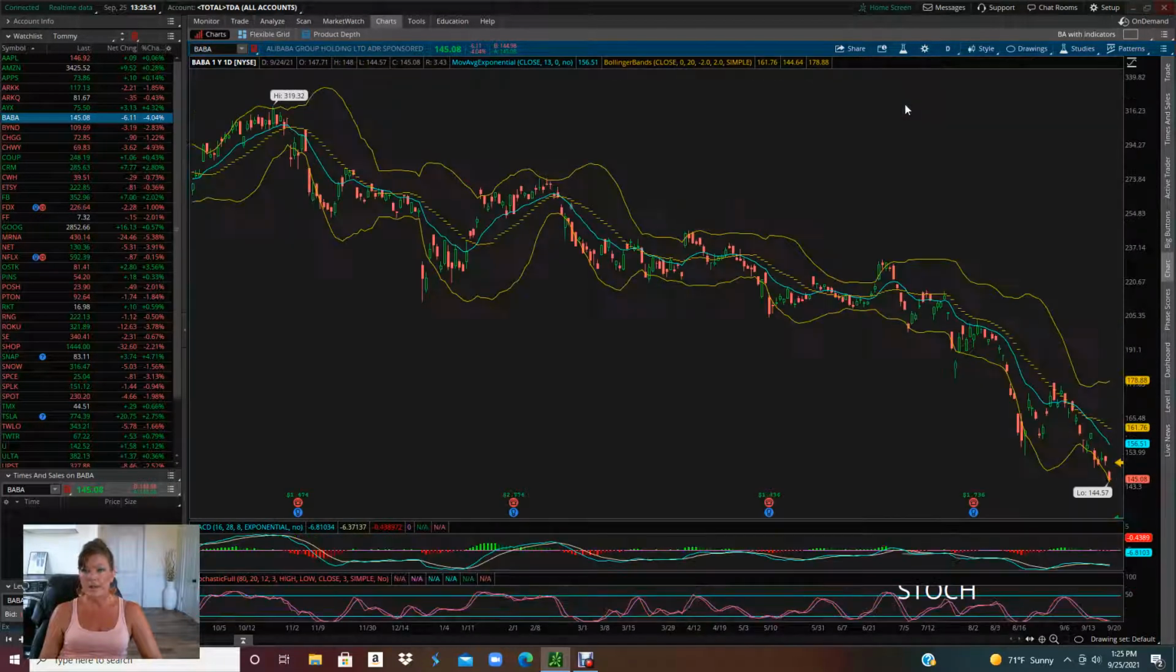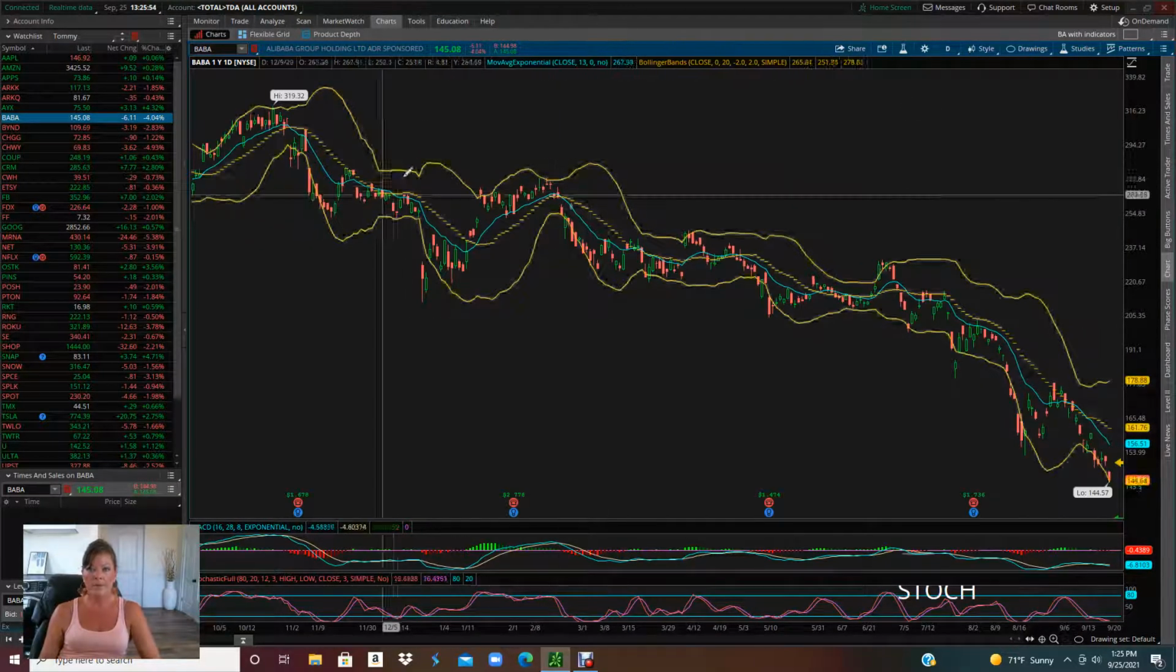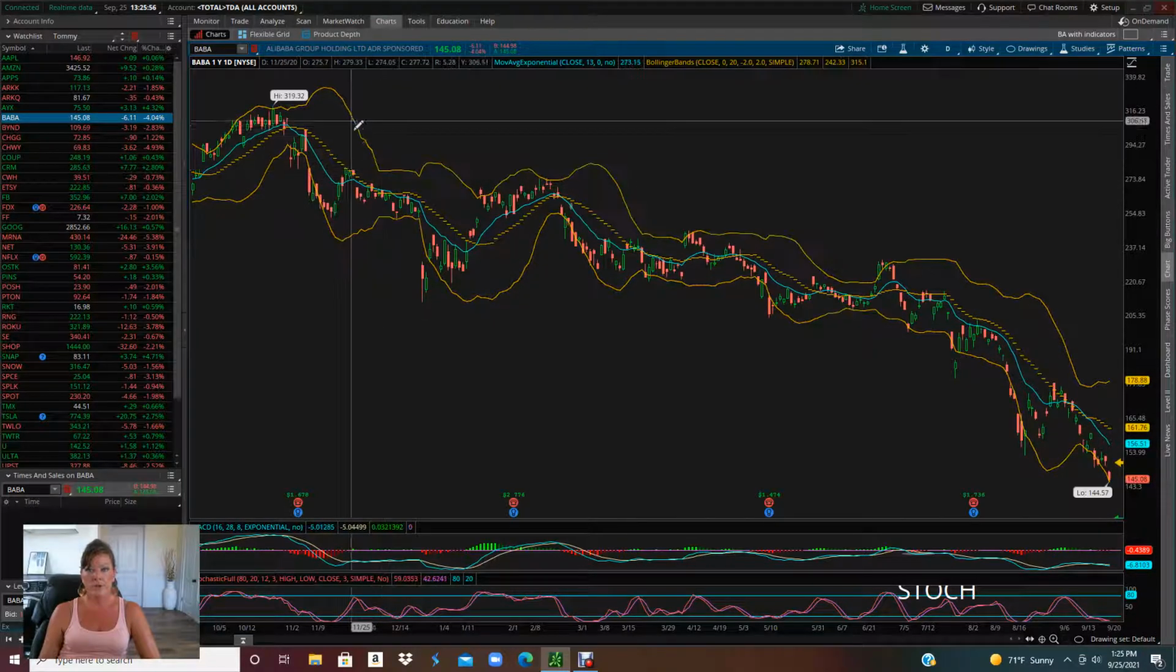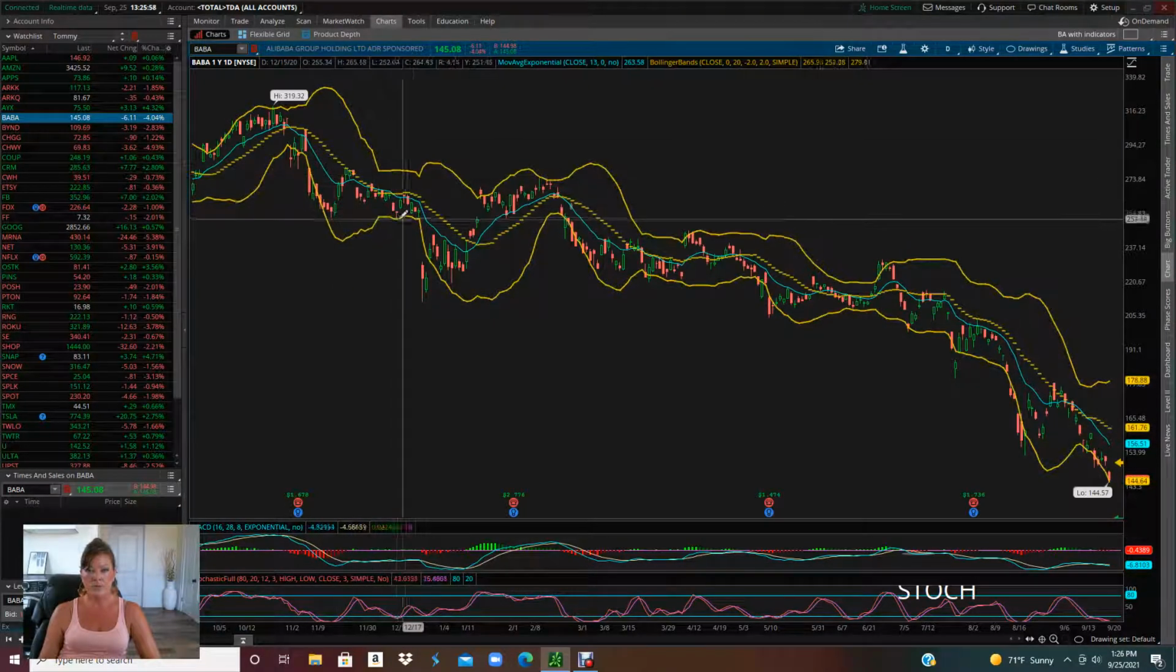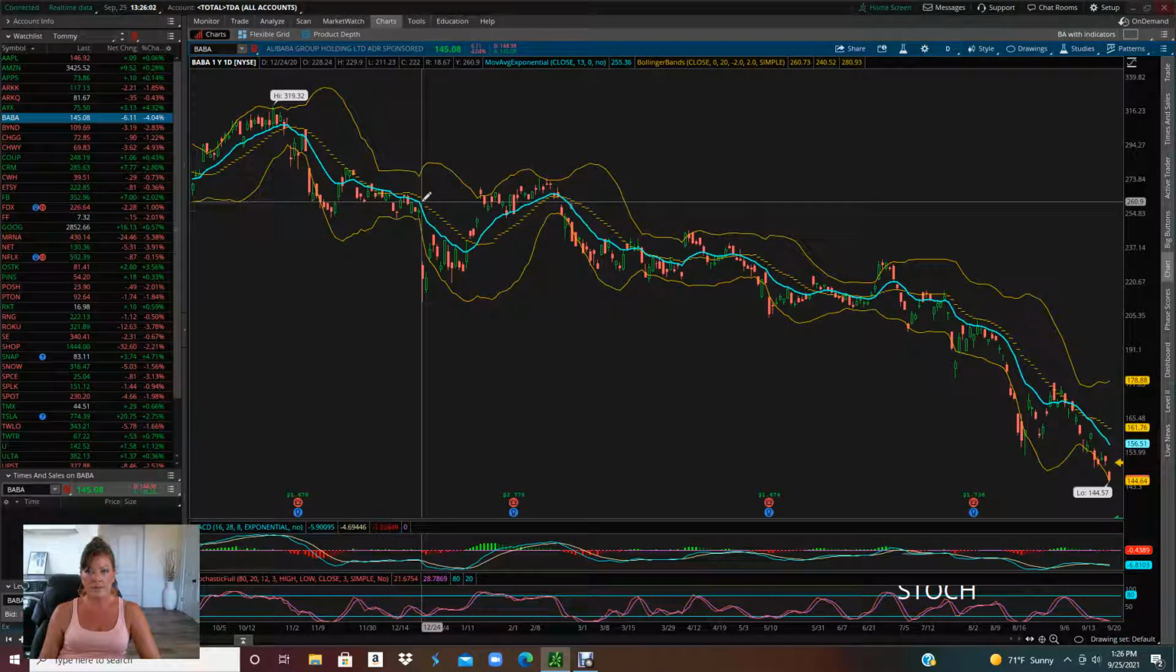Where did I see that? Oh, right here. Here's a Bollinger Band squeeze. Look how the Bollinger Bands get tight. They're flat, but guess what? Price went down.